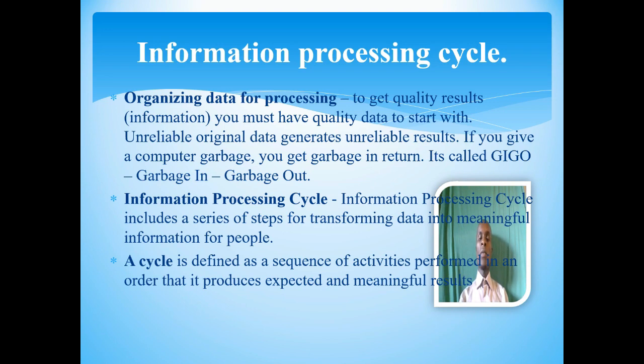Second one, you have the information processing cycle. The information processing cycle includes a series of steps for transforming data into meaningful information for people. So in information processing, the raw facts that are entered by the user are processed to provide meaningful information to the user.